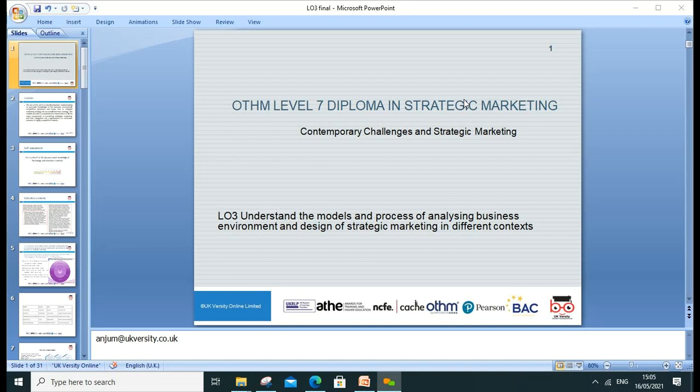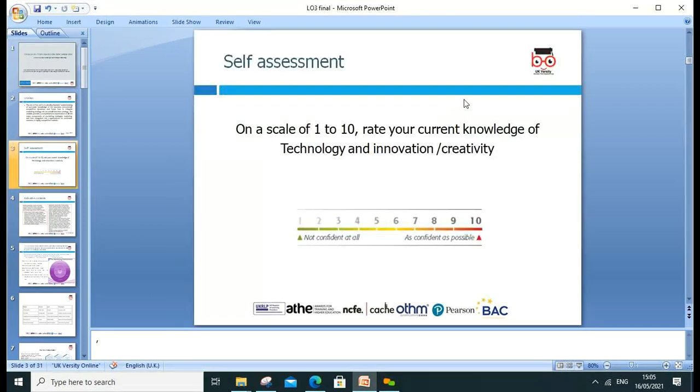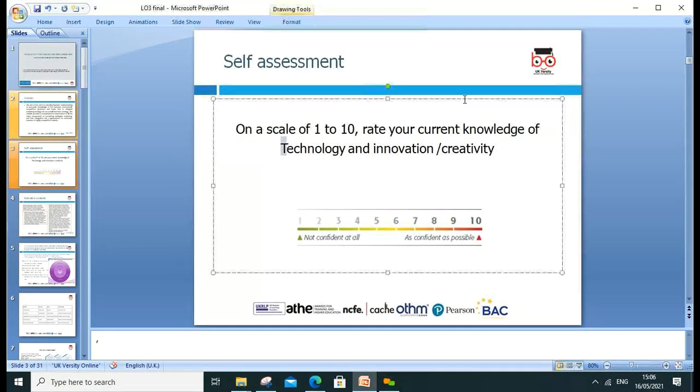Today's lesson will go through LO3, learning outcome 3, which is about understanding the models and processes of analyzing the business environment and designing strategic marketing in different contexts. So we can look at strategic marketing in different contexts, which means the long-term strategies and action plans. That will be the focus of today's lesson.